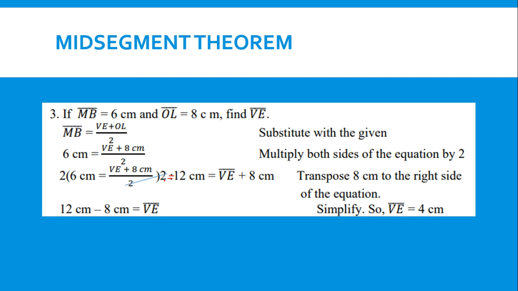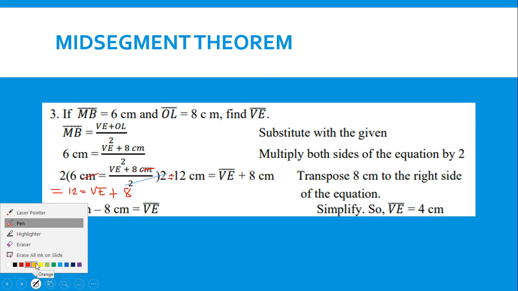So, let's write it again. So, 2 times 6 centimeters, that is 12 centimeters. So, let's disregard first the unit of measurement, which is centimeters. So, it is 12 equals VE plus 8. Then, you're going to use the addition property of equality.